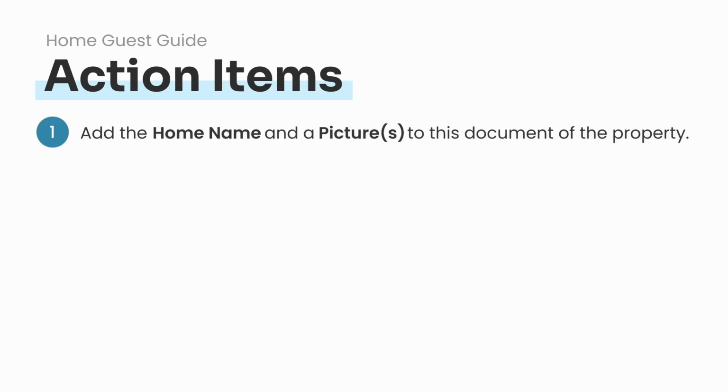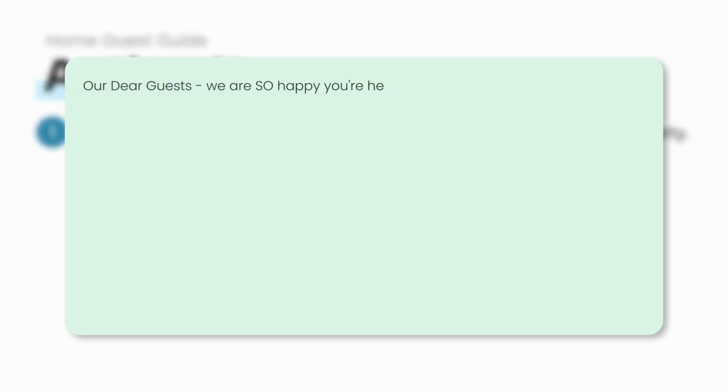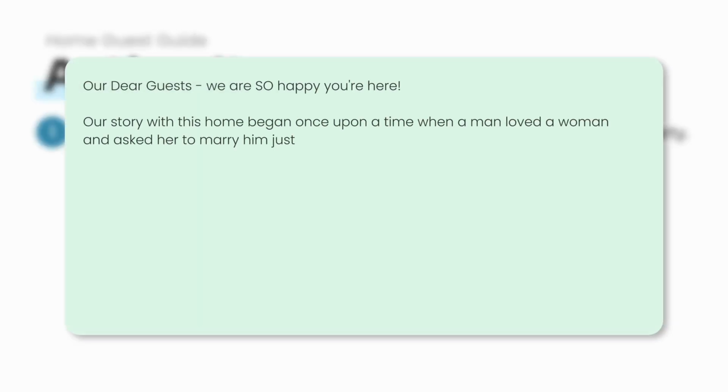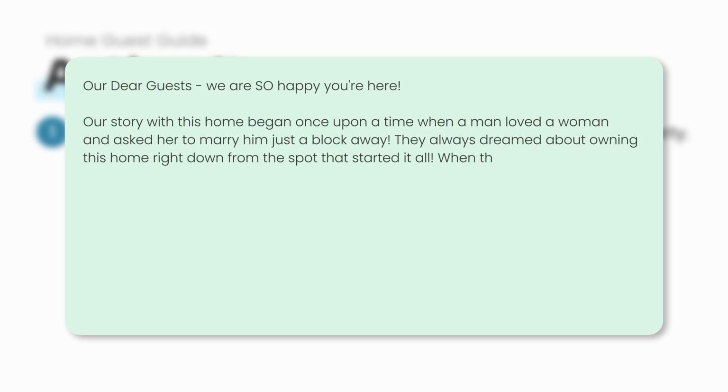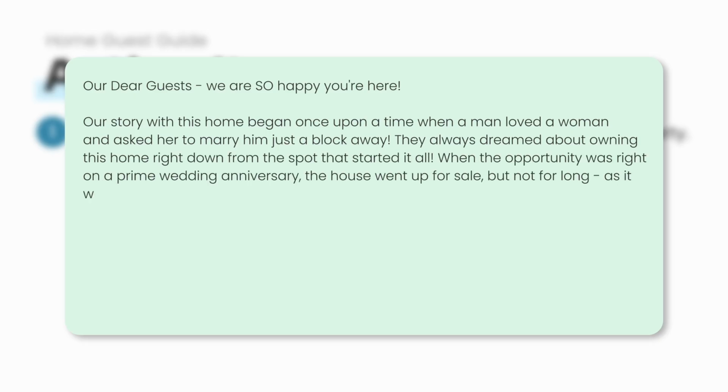So now you know how to do this home guest guide, but we're going to review the action items one by one. So first off, add that home name and a picture or pictures of the property to this document. Again, just a super nice touch for your guests as they arrive. Also, just a quick note, in my own home guest guide, I have a little letter to the guest welcoming them to the property and what we hope that they experience.